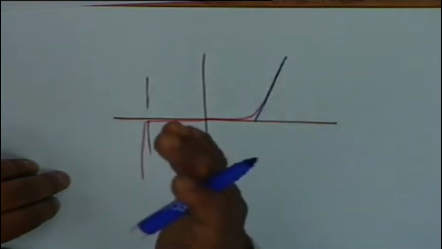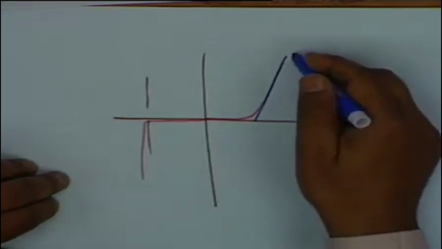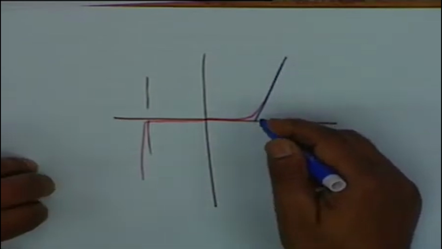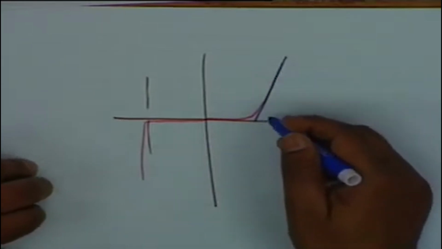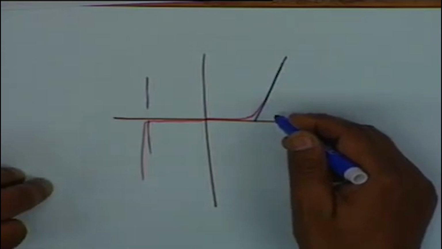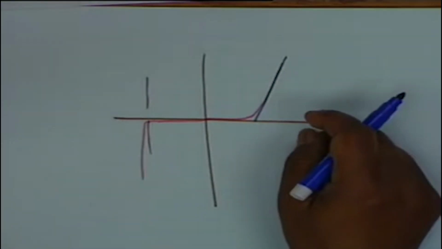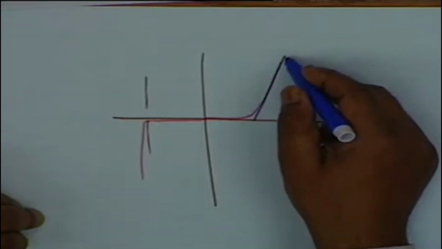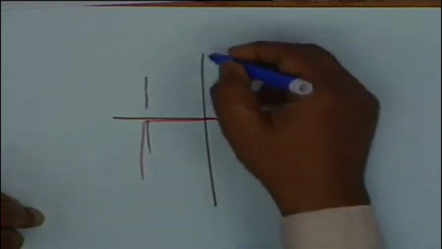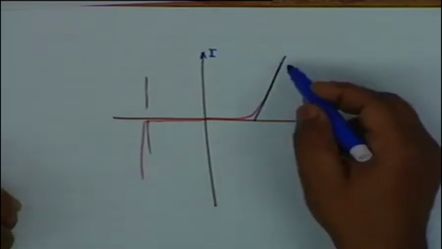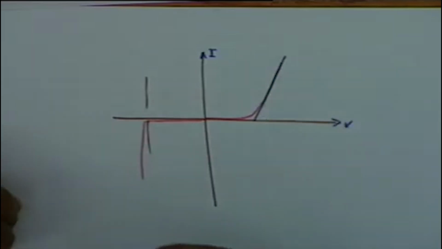It is not completely vertical. The rising part, we approximate it by means of a tangent, a straight line, which is inclined at an angle slightly less than 90. If it was 90, then our previous model would have been valid. Now obviously the resistance corresponding to this, this is current, this is voltage. What is the resistance?